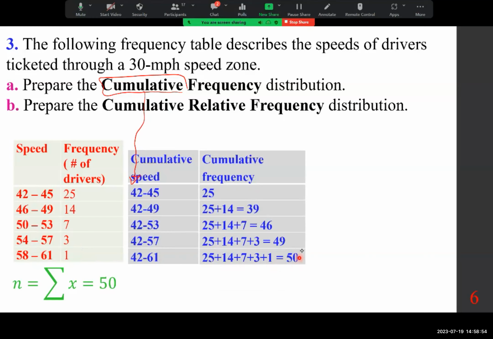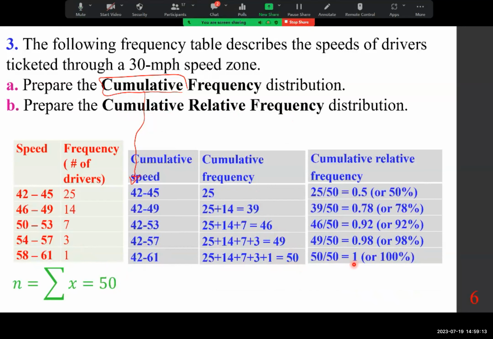Now, as far as the second part, cumulative relative frequency, the process is the same, f over n. So we divide this one by 50, then this one by 50, this one by 50, this one by 50, and the last one must always be either 1 or 100%. The last one is always 1 or 100%. And again, I'm going to remind you that you do have these solutions in essence on Canvas in the form of a Microsoft Word.